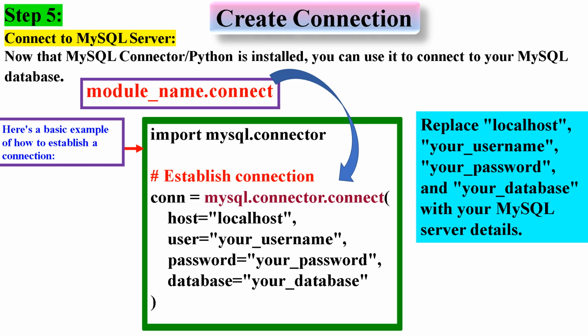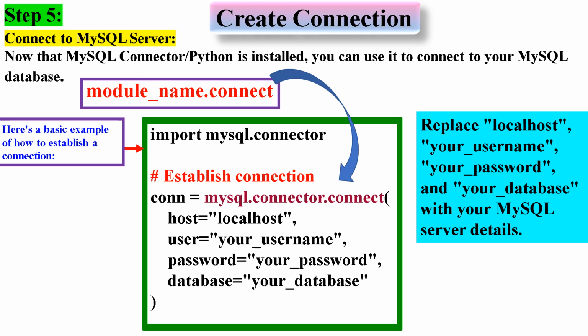It takes several parameters. Host, the hostname or IP address of the MySQL server. In this case, localhost indicates that the MySQL server is running on the same machine. User, the username used to authenticate with the MySQL server. Password, the password used to authenticate with the MySQL server. Database, optional, the name of the database to connect to. If provided, the connection will be set to this database upon successful connection.